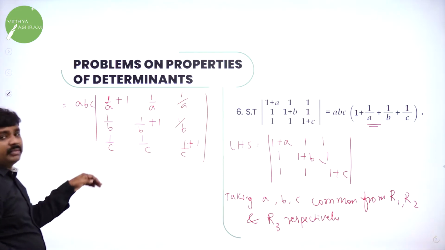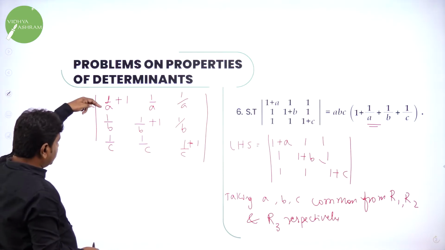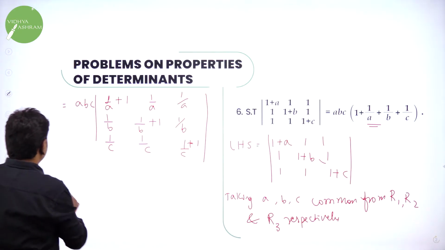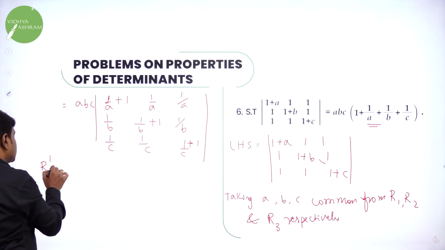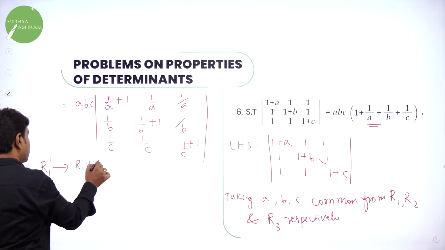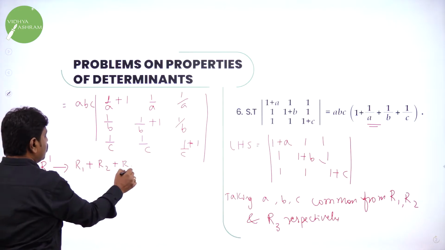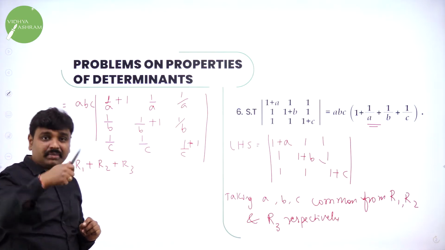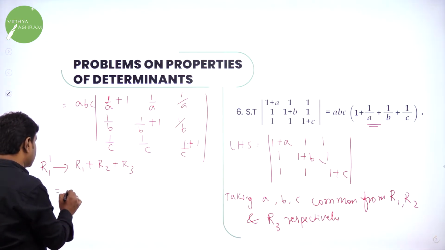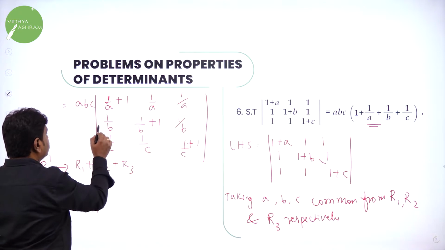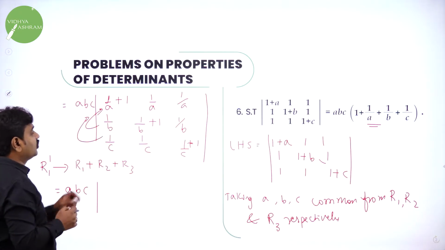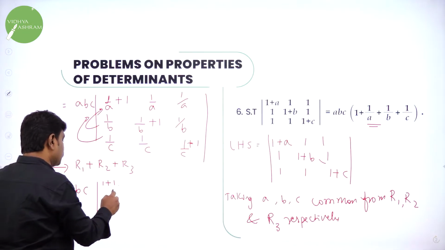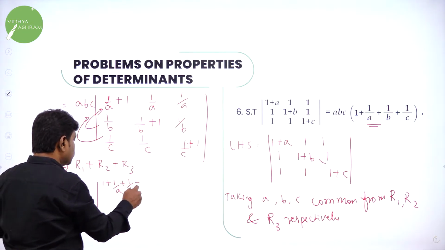Now observe all the elements. In one column you see 1 plus A, 1, 1 by B, 1 by C. So now, simple: R1 dash is equal to R1 plus R2 plus R3. For the first row I will add the second and third rows. How to add the rows? Add the corresponding elements. If I add the corresponding elements, I will get ABC into, for this I will add this and this, so it will become 1 by A plus 1 plus 1 by B plus 1, so it will become 1 plus 1 by A plus 1 by B plus 1 by C.